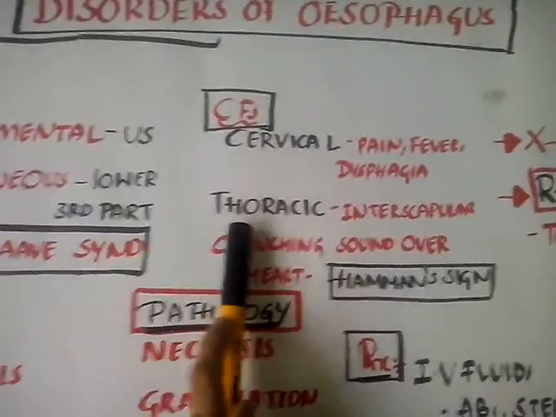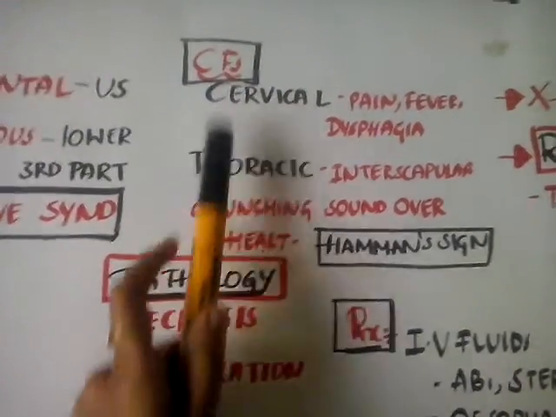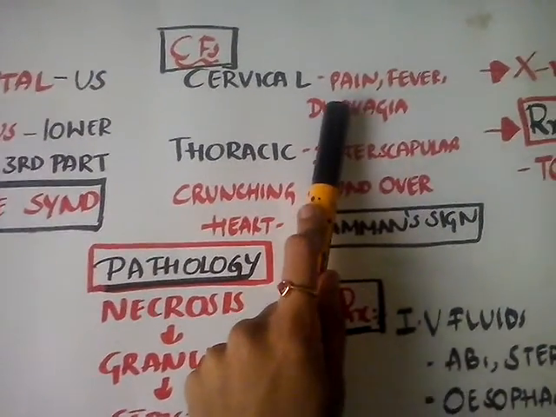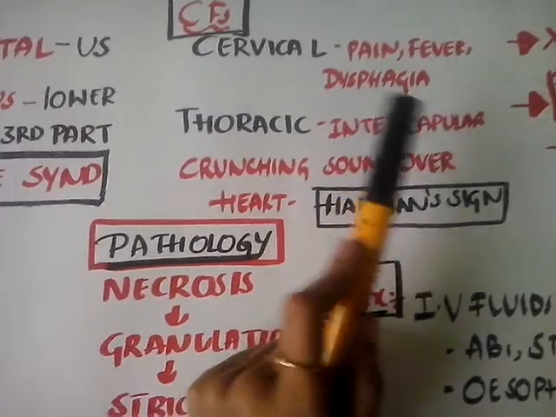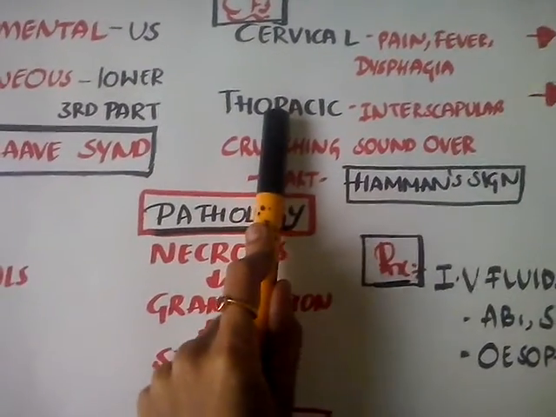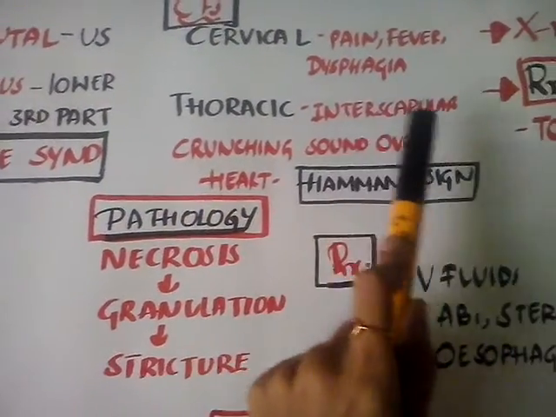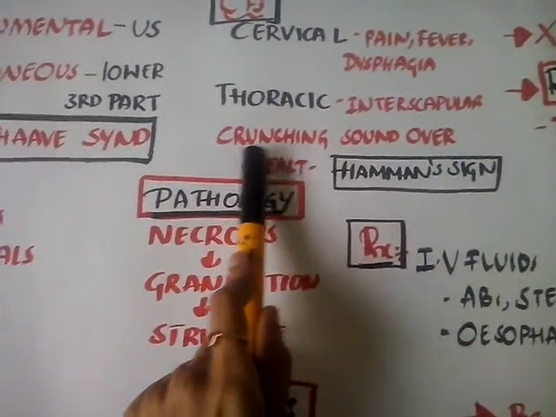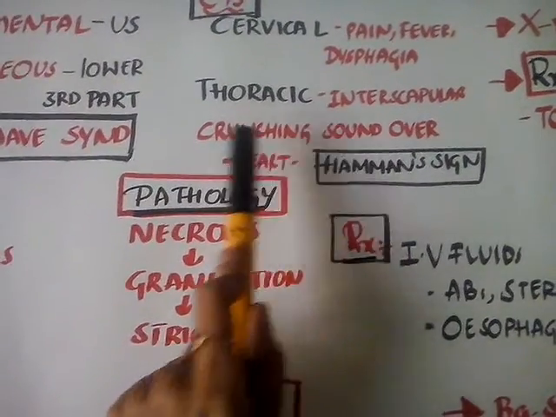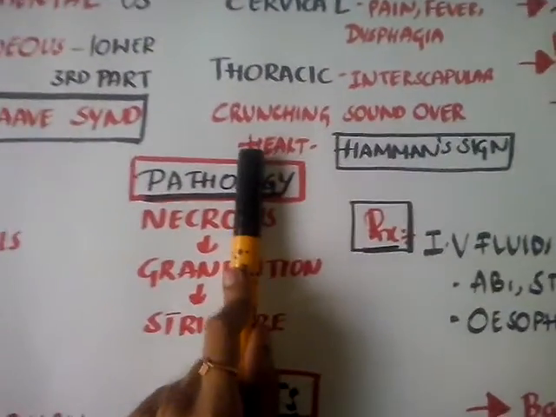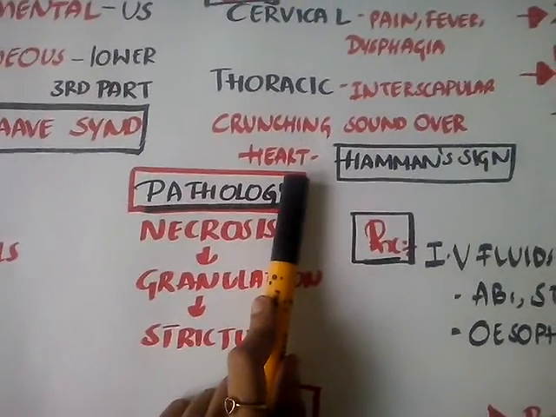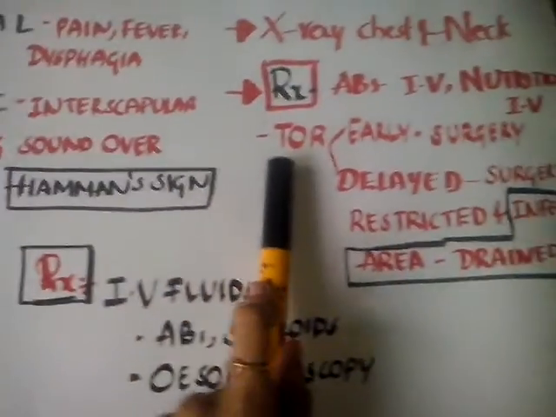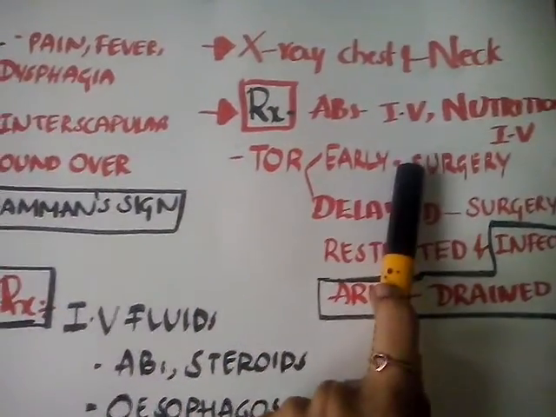Coming to the diagnosis and clinical features. In case of cervical esophageal rupture, there is pain, fever, dysphagia, local tenderness and surgical emphysema. Coming to thoracic esophageal rupture, pain is referred to the interscapular region, with surgical emphysema, fever, and a crunching sound over the heart due to air in the mediastinum. This is known as Hammond's sign. Diagnosis is made by X-ray of chest and neck.